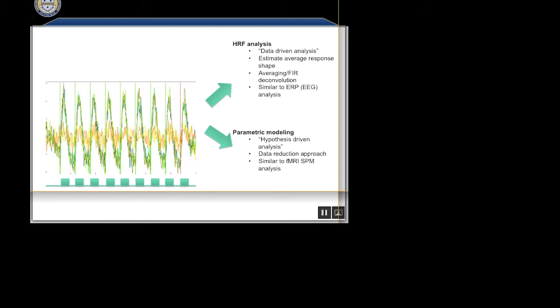If the expected timing is wrong, I might have a channel that was activated by some other definition, with a slightly different timing, but I'm going to fail to find it because it didn't match my hypothesis. It's really just a case of I used the wrong hypothesis. I'm going to refer to that as parametric modeling, and these are the two schools of thought: estimating the entire time course through deconvolution versus doing hypothesis testing.